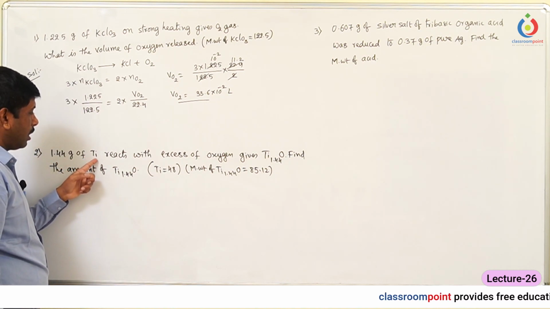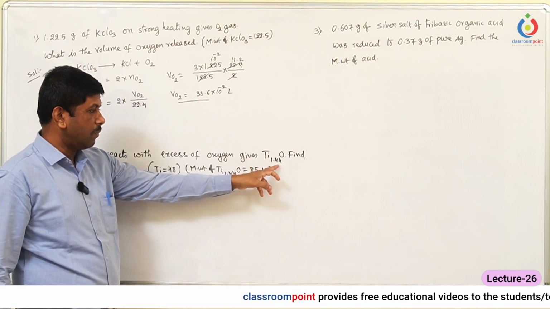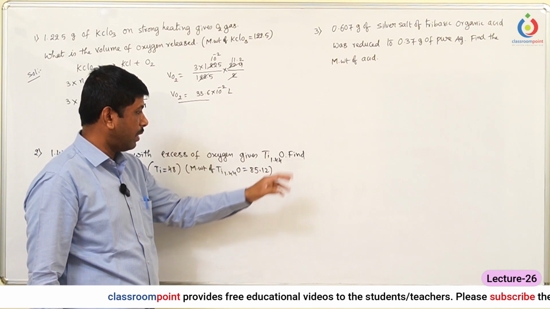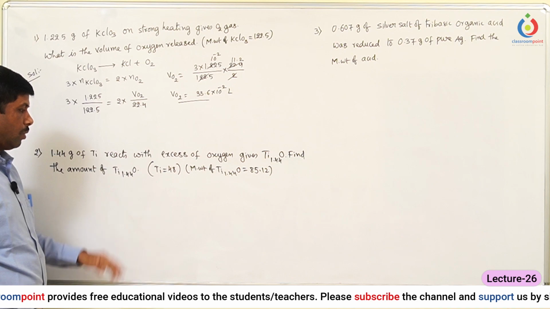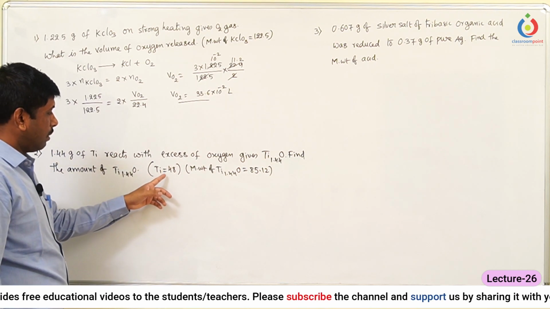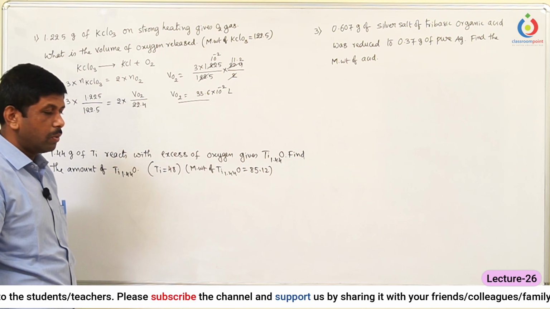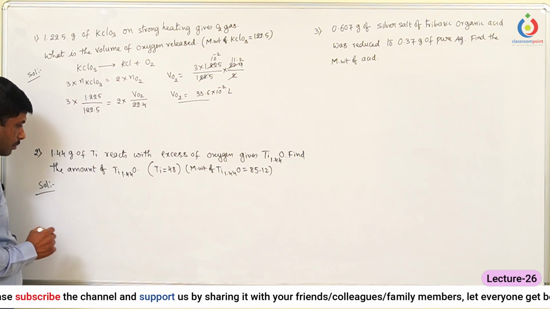1.44 grams of titanium reacts with excess of oxygen, giving Ti1.44O. That means oxygen, it is a non-stoichiometric compound. Find the amount of Ti1.44O. So here titanium atomic mass 48 is given and its molecular mass is 85.12 grams per mole. So let us try to solve this question.